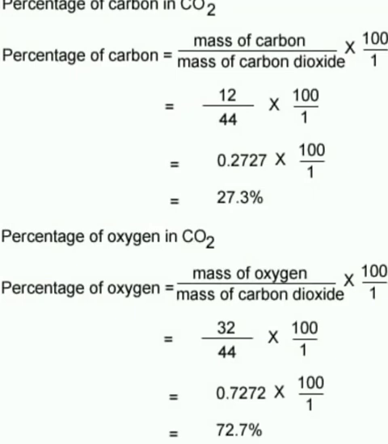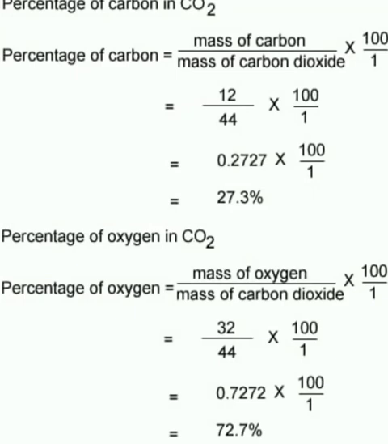There is another way to calculate oxygen. You know that the sum of the percentages in carbon dioxide equals 100. Here you have 27.3% for carbon, then 100 minus 27.3% gives 72.7%. Like that, you can also calculate the percentage of oxygen.